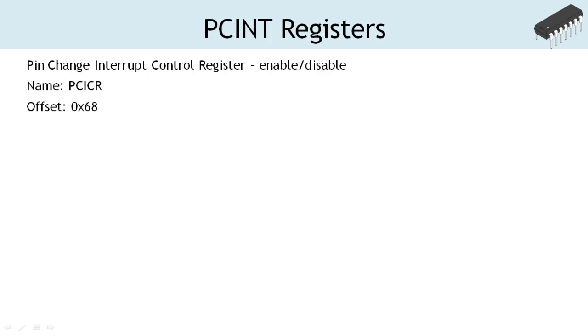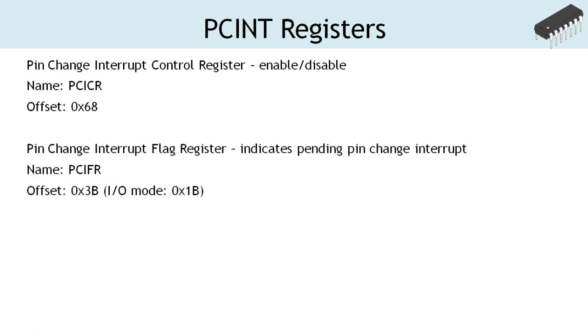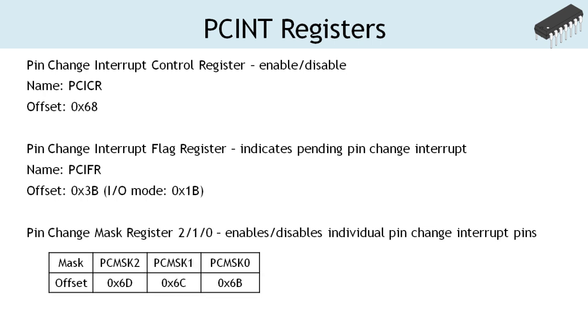The registers PCICR, that is pin change interrupt control register, PCIFR, that is pin change interrupt flag register, PCMSK2, that is pin change mask register 2, PCMSK1, that is pin change mask register 1, and PCMSK0, that is pin change mask register 0, are associated with the pin change interrupts. Let's look into the details and function of each register.